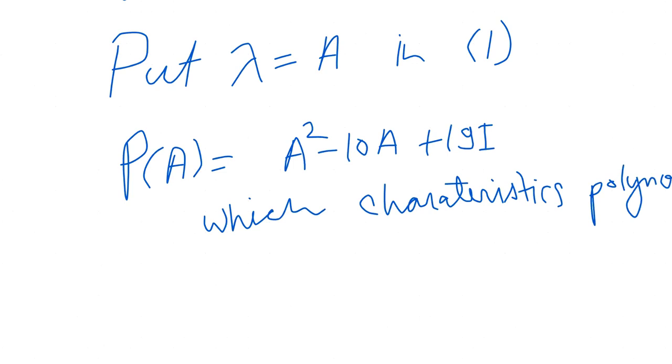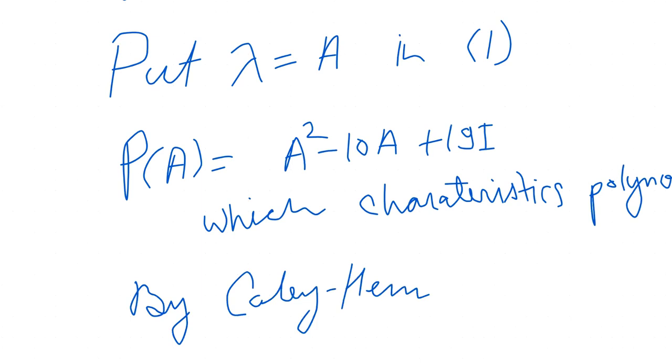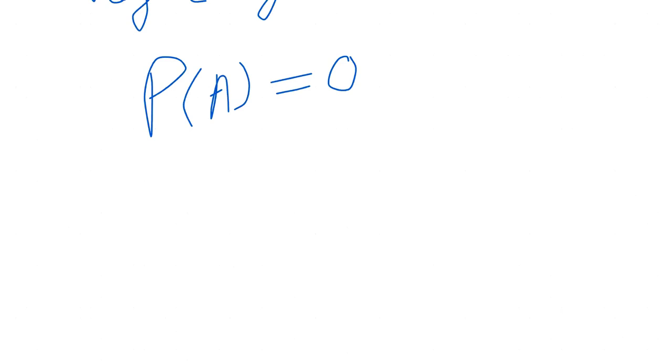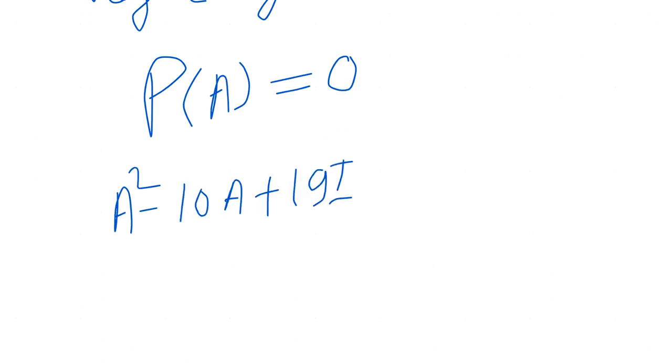By the Cayley-Hamilton theorem, this must be equal to 0. Yes, ma'am, P(A) is equal to 0. It means A square minus 10A plus 19 into the identity matrix is equal to the zero matrix. So let the LHS, left hand side, be A square minus 10A plus 19 into the identity matrix.